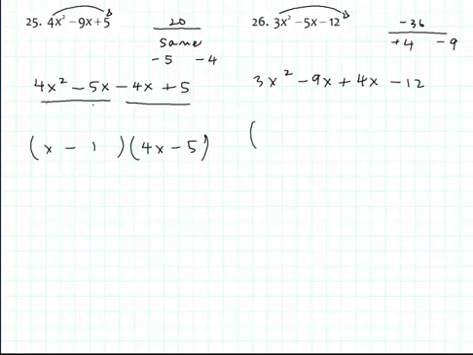Write down 2 sets of parentheses for your final solution. 3x squared minus 9x have a 3x in common. 4x minus 12 has a plus 4 in common. Taking the 3x from the 3x squared leaves you with an x. Taking the 3x from the negative 9x leaves you with a negative 3.